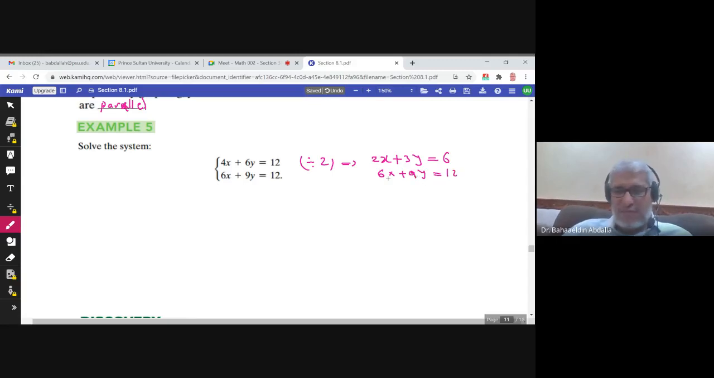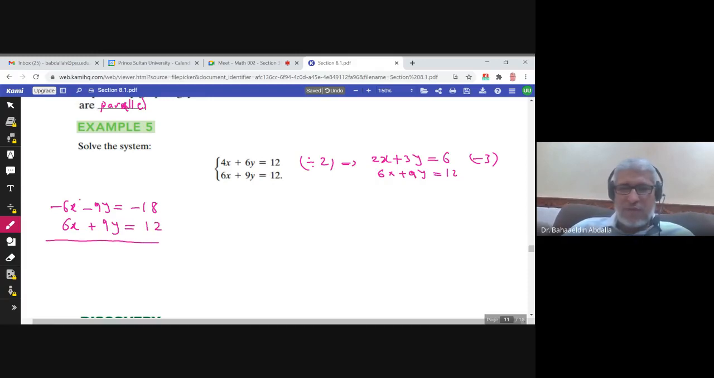Now I have 2x and 6x. So if I multiply the first equation by -3, I will eliminate the variable x. So -6x minus 9y equals -18, and the second equation is 6x plus 9y equals 12. If you add, you get 0 on the left-hand side, and -6 on the right-hand side. This is a false statement. So the solution set is phi.